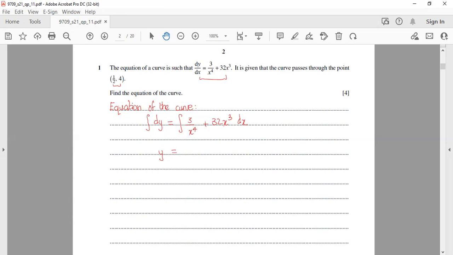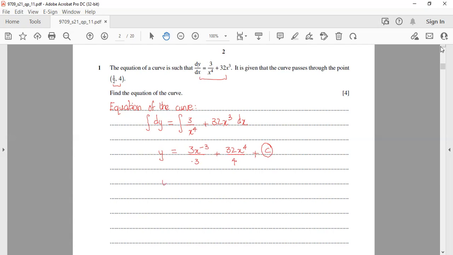Donc, quand on integrate, I add 1 to the power and divide by the new power. Donc, 3x to the power of minus 3 divided by minus 3 plus 32x to the power of 4 over 4 plus c. Okay, this integration constant is very important. So you should not omit this constant of integration.